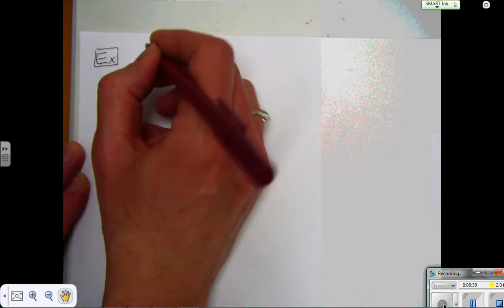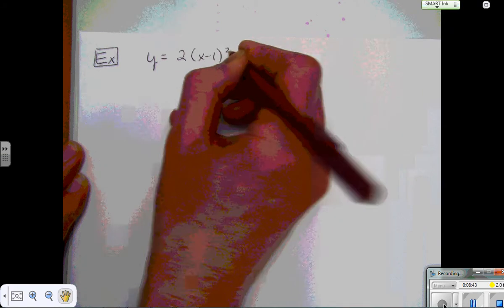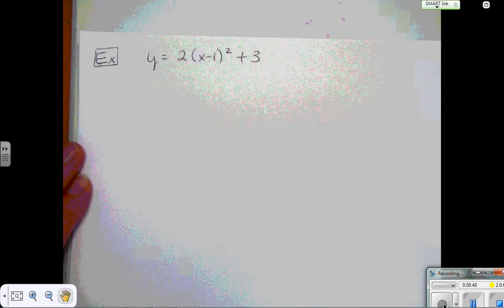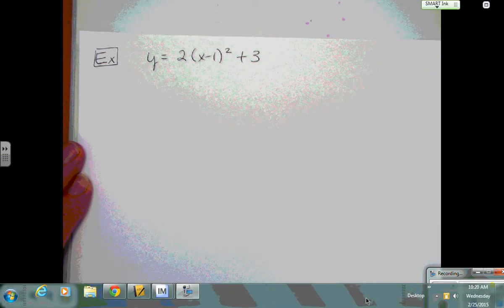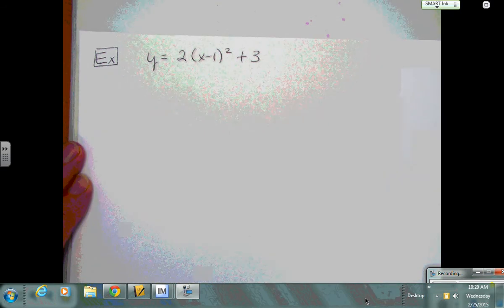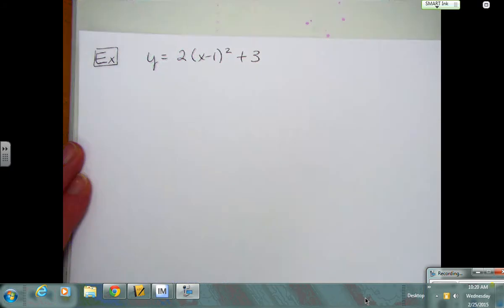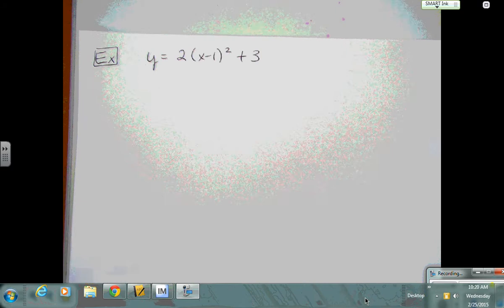All right, so they're giving us an equation. I'm just going to say it's an example. The equation is y equals 2 times x minus 1 squared plus 3. Okay, so it says give the coordinates of the vertex and the focus, the equations of the axis of symmetry and the directrix, and the direction of the opening. So the first thing you want to do here is determine what set of equations you're going to have to use. And since this is y equals, I know that it's going to be a vertical parabola, right? So I'm going to use all of those equations for a vertical parabola.